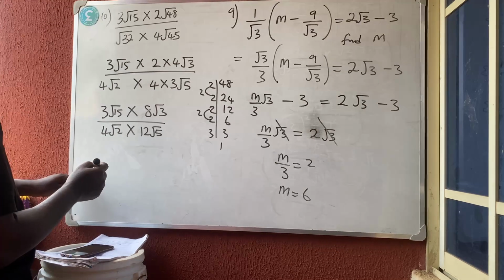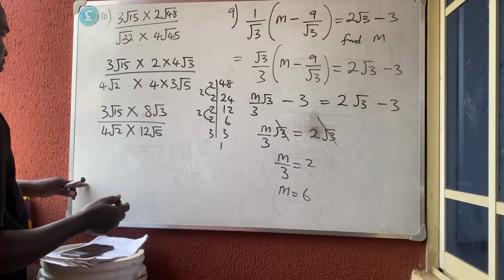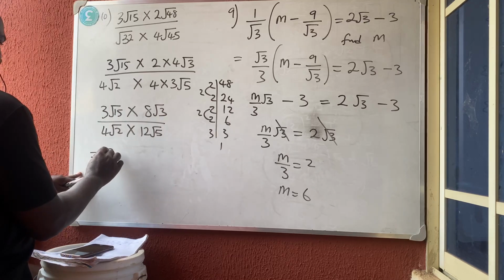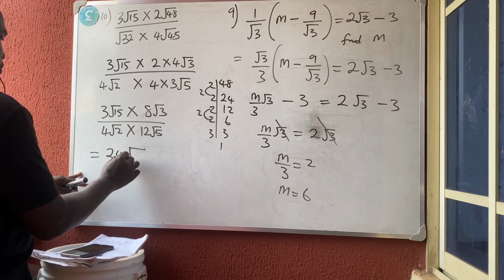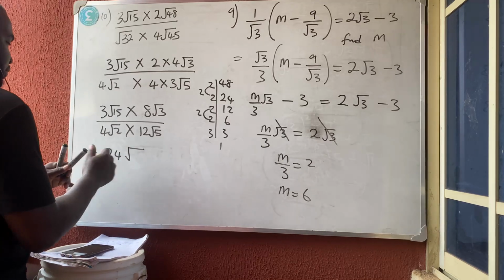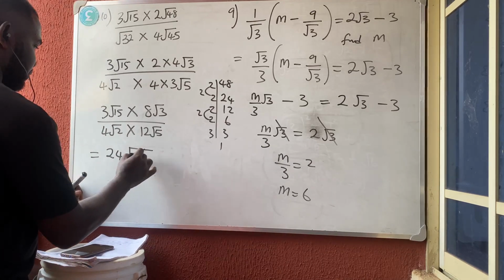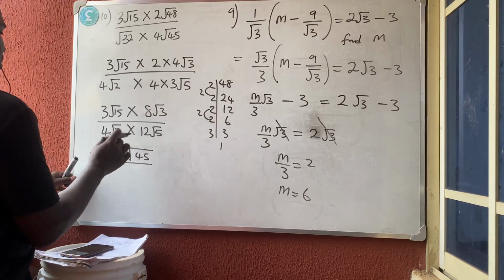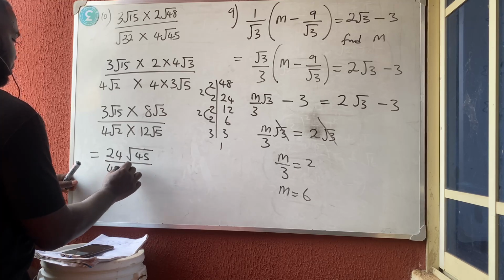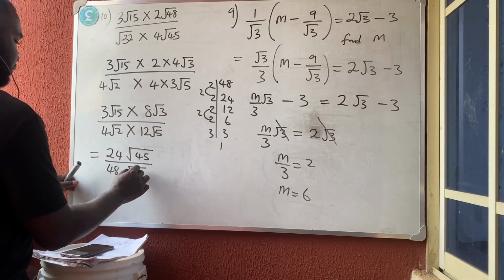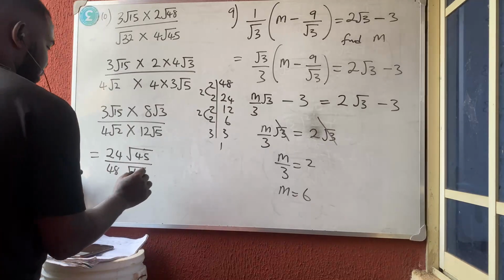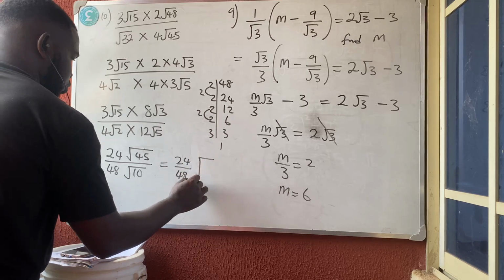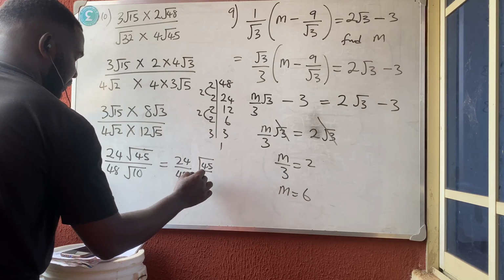So, let's go now. Outside multiply outside, inside multiply inside. So what do I have? 3 times 8, 24 root 15 times 3, 45 all over this 12 times 4, 48 root 2 times 5, 10. So what do we have now? This is the same thing as saying 24 divided by 48, then root 45 divided by 10.